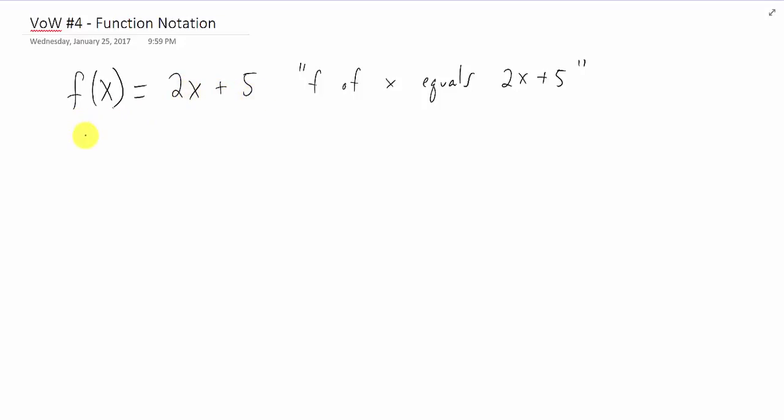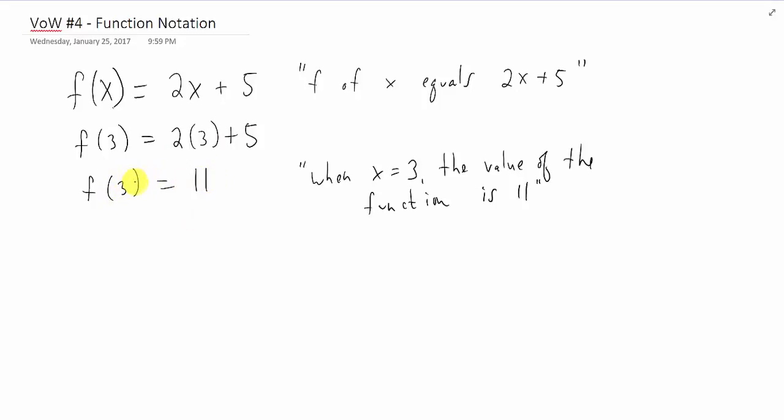So as an example, if I wanted to plug in x equals 3, I would use the notation f of 3, so I've just replaced x with 3. And I would also replace x with 3 on the right side. What the function does here is it takes the 3 and multiplies it by 2 and adds 5. So we find that f of 3 equals 11. And what this notation tells us is that when x equals 3, the value of the function is 11.